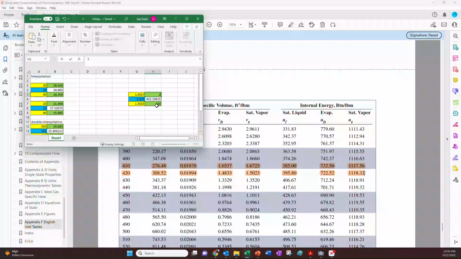I'm going to do the pressure. That's going to be 276.48 and 308.52. And so the pressure is 293.1. Good enough.